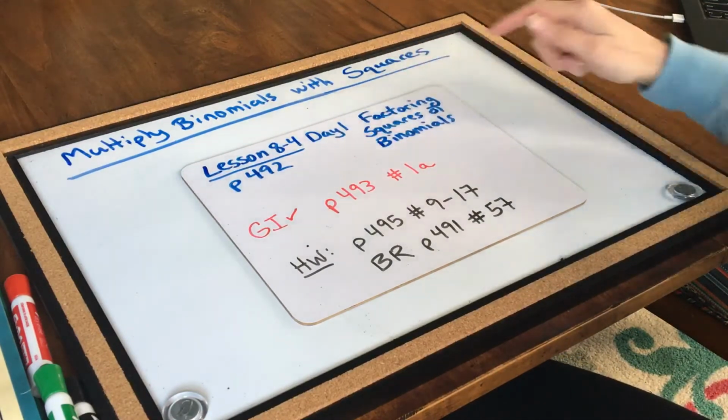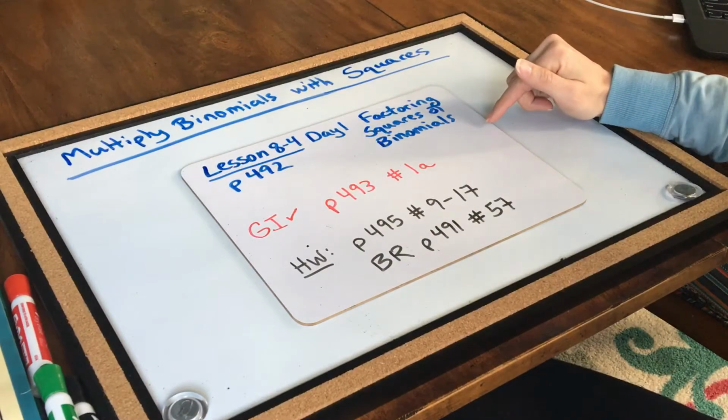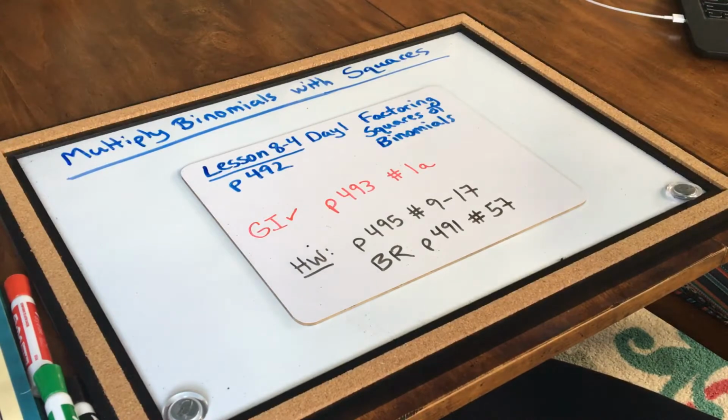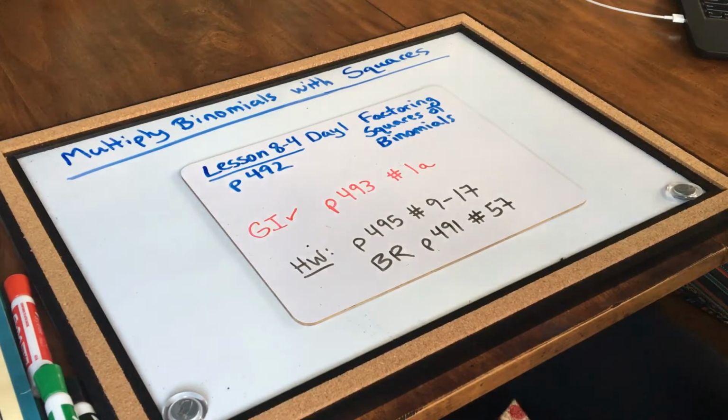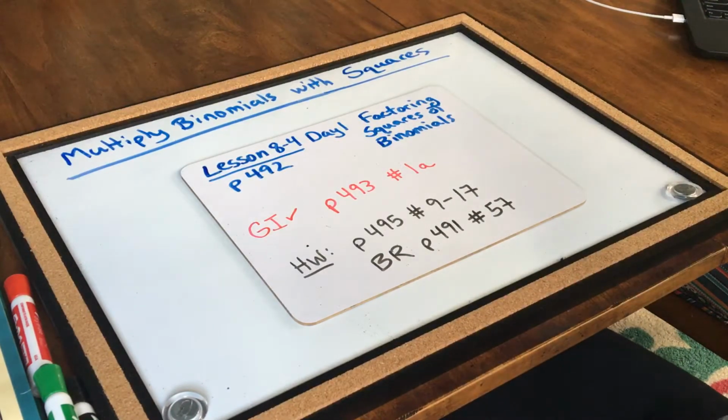So this is day 1. We'll come back to it again next week. So we're starting on page 492 today, and we're going to be doing factoring of squares of binomials. So this is our first shortcut method. So instead of having to do FOIL, we have a formula that we can use as a nifty shortcut.